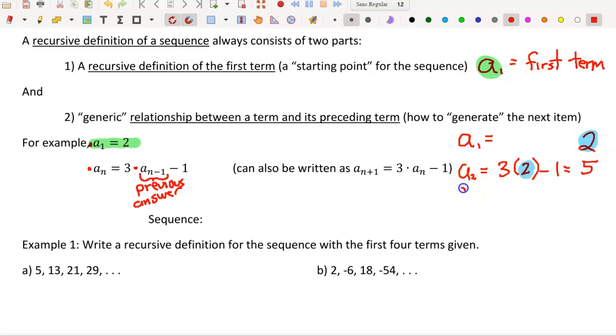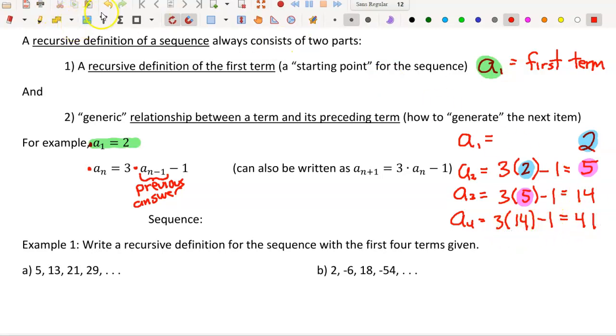And then if I want to get the third term, I just repeat the process, right? And it's 3 times 5 now, minus 1. That gives me the next answer. So again, I just took my previous answer, plugged it back in, and that gave me the next answer. We just repeat this process to get as many of the terms as we want. So this would come out to 14, and then if I want to do one more, I could do 3 times 14 minus 1, and that would equal 42 minus 1, 41.